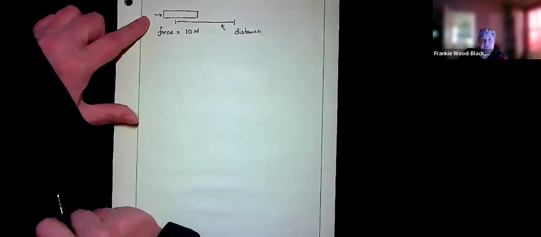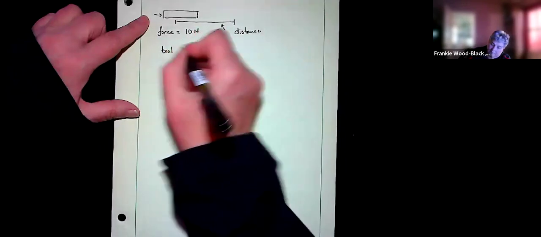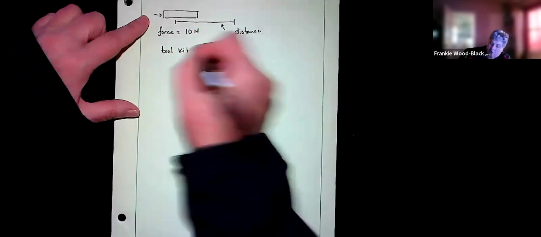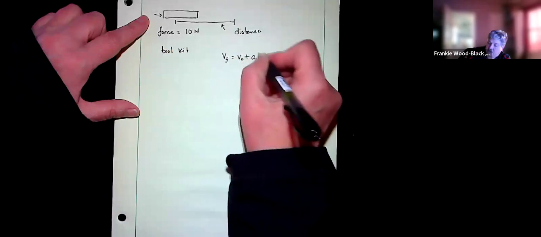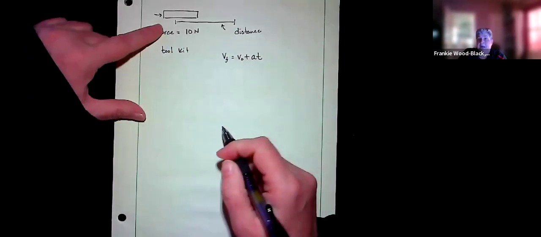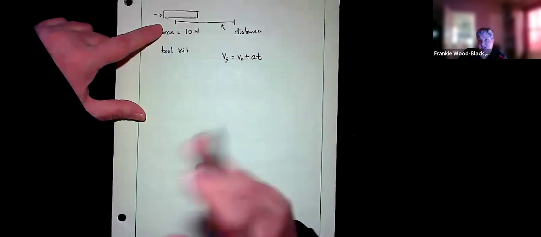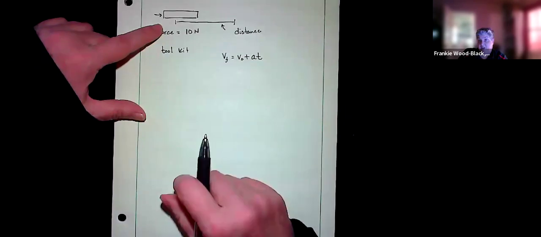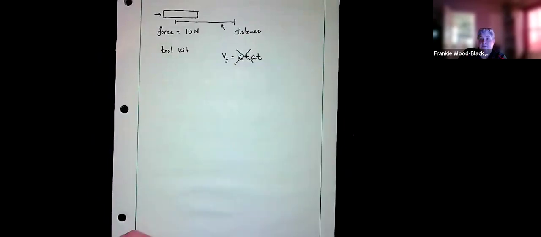And we have some kinematic equations. We have our toolkit. And our toolkit says velocity final is equal to velocity initial plus acceleration times time. I'm not measuring time here. I'm not getting anything, right? Not happening. All right, so that's kind of a head-scratcher. So that equation's not going to work.